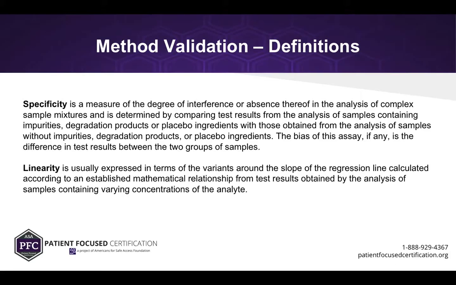interfering with it? Linearity is usually expressed in terms of variance around the slope of the regression line that is calculated according to an established mathematical relationship. Linearity, you generally want to have as straight a line as possible when you make a calibration curve, but you can also use different regressions to force that line to be straight, and ideally you're using the simplest calculation possible because that means that your linearity is more true.